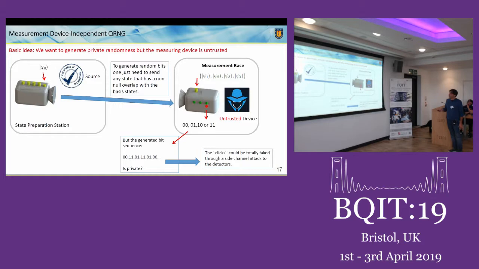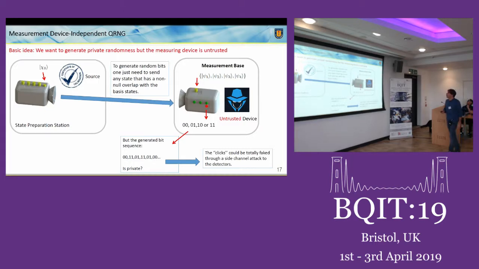So how can you use it to generate random bits? You just need to send a state here which has a non-null overlap with the measurement basis states in here. So the clicking detector will be random. But the problem is that we don't trust the device. And also, there could be some type of detector side-channel attack going on here. So how can we make the random bits that are being generated private?